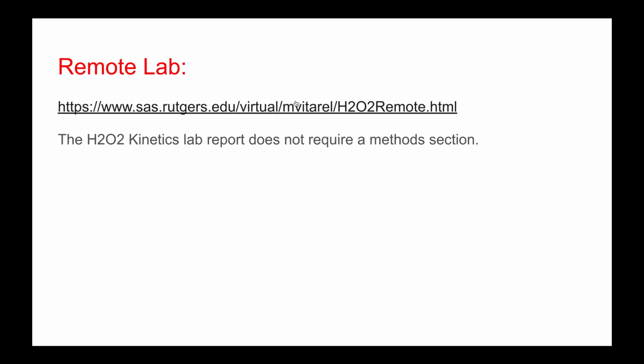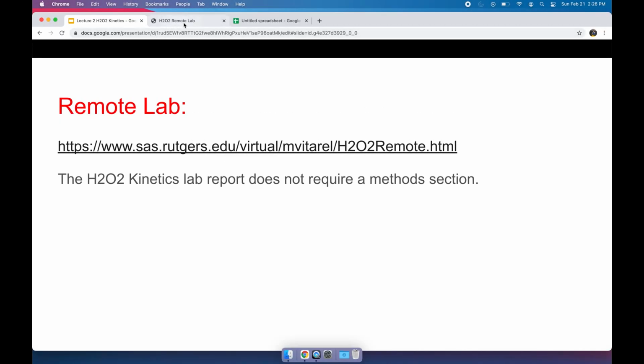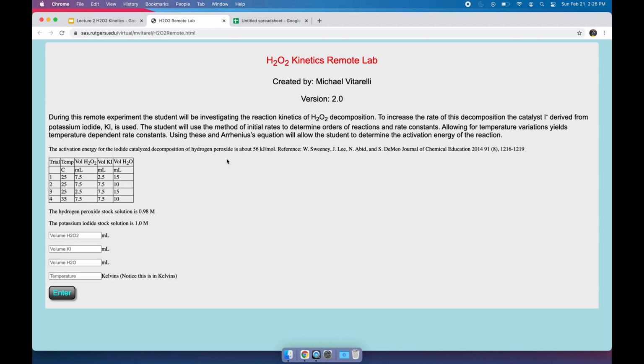If you click on this link here, I'll put it in the description below, it'll take you to the virtual lab. Okay, so here's the virtual lab. All you have to do is enter the volume of H2O2 that you're going to put in your flask, the volume of additional water, and the volume of KI that you'll inject into the flask, along with the temperature in Kelvin.